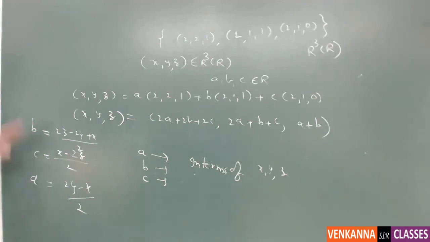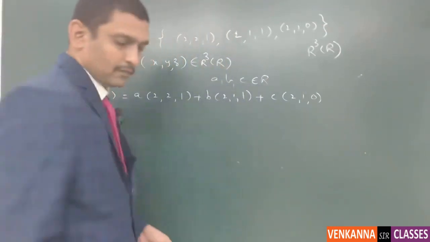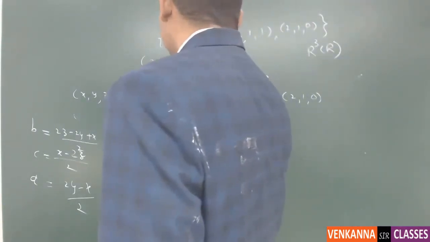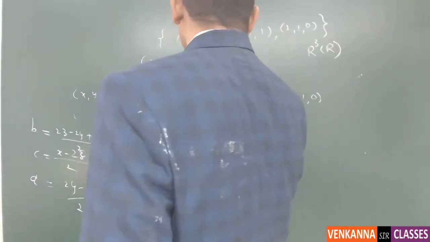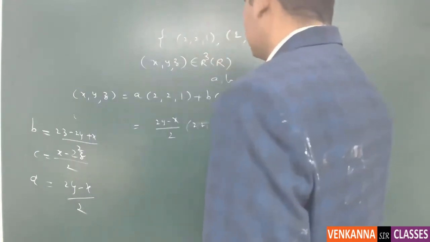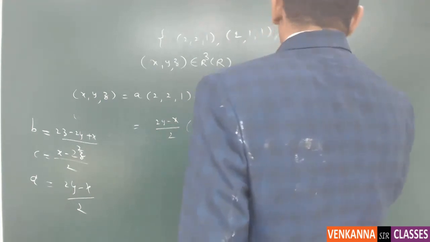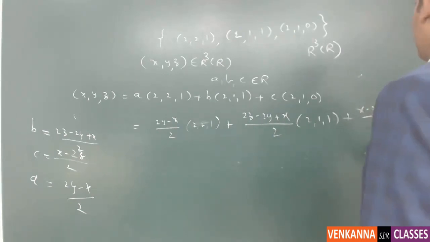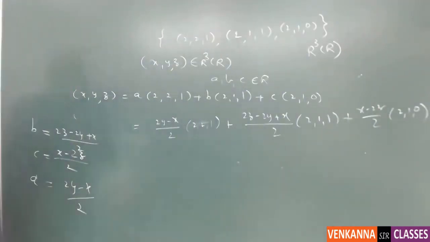So let us assume that these values are perfect. So what does it mean? Now let us substitute the values here. So A is nothing but (2y minus x) by 2 into (2, 1, 1)... and B is nothing but (2z minus 2y plus x) by 2 of (2, 1, 1), and C value is (x minus 2z) by 2 of (2, 1, 0). It means that you have determined the coordinates uniquely.